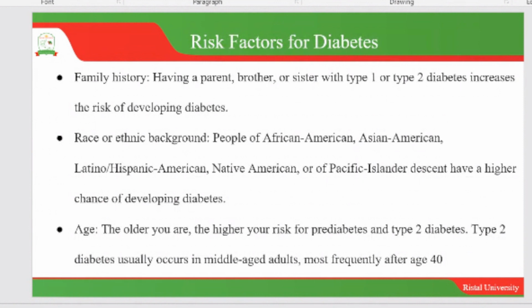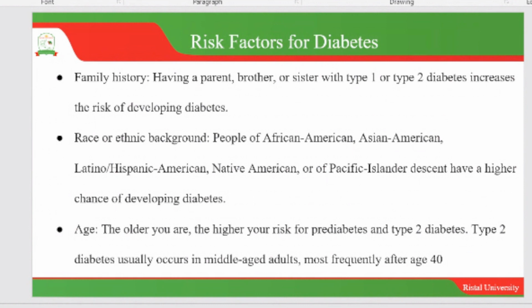Risky factors for diabetes include family history. If you have parents or siblings who have suffered from diabetes, it is very likely that you may end up suffering from diabetes. It may be type 1 or type 2. Then race or ethnic background. People of African American, Asian American, Latino, Hispanic, American, Native American, or of Pacific Islander descent have a higher chance of developing diabetes than the other races.